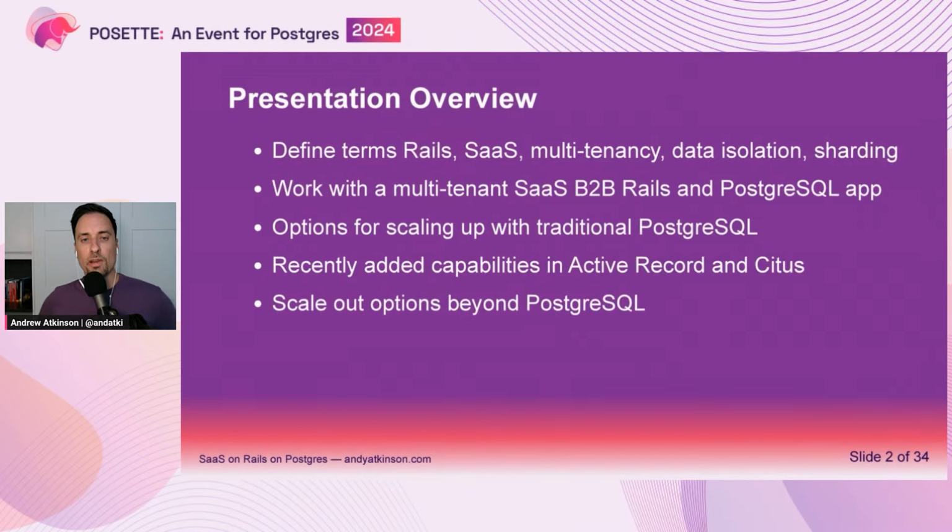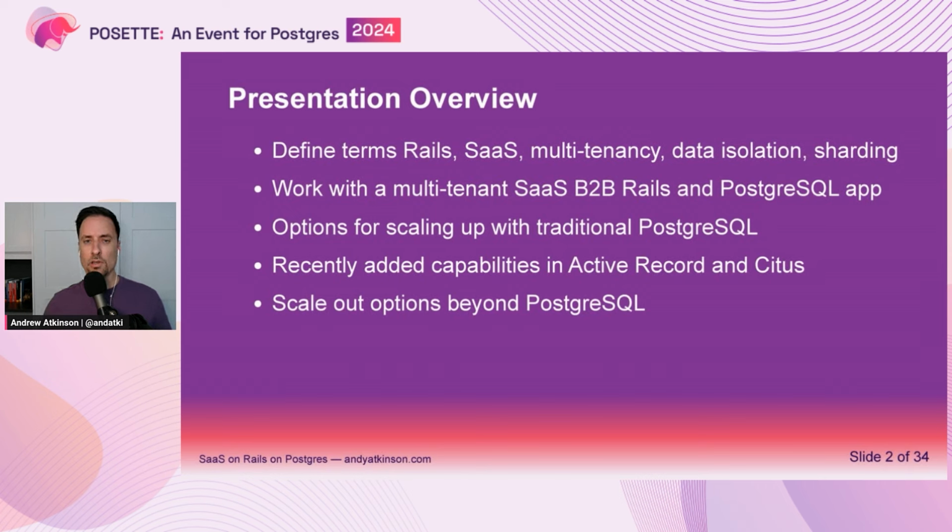It's all about building multi-tenant SaaS applications and the capabilities that we have to scale up and scale out with things like Active Record, Horizontal Sharding, and Citus. And this talk is really going to be aimed at back-end engineers using Ruby on Rails and Postgres, DBAs, and infrastructure engineers.